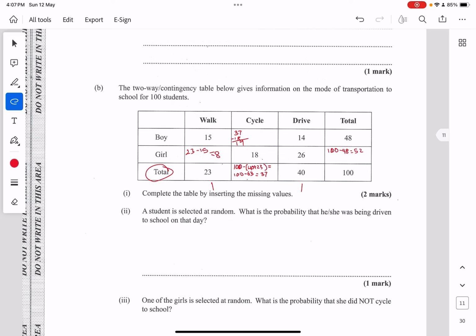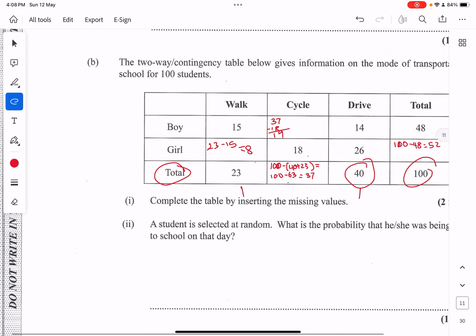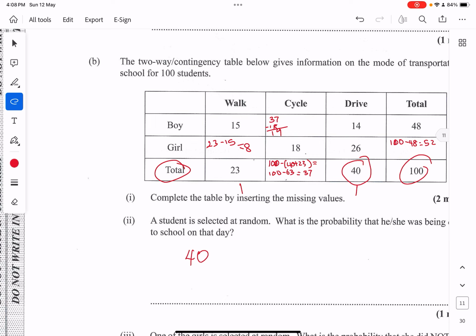A student is selected at random. What is the probability that he or she was being driven to school that day? So we're looking at the total number of students being driven. So we look at the total being driven against the grand total. So that is going to be 40 over 100, which is 0.4.